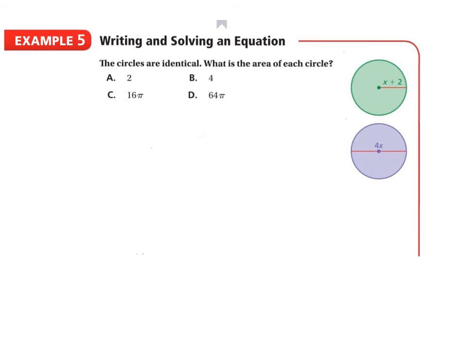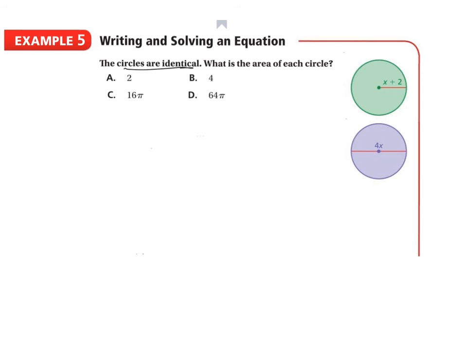Okay, so this is a really good example, I wouldn't say real world, but a good example of how you can use an equation to solve something that's actually meaningful. Okay, so we're told that these two circles are identical. Identical means the same. So everything about them is the same. Their radius, their circumference, their diameter, everything's the same. So they're identical. So what is the area of each circle?